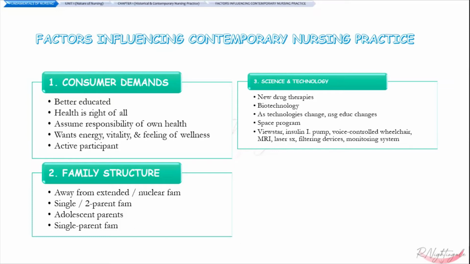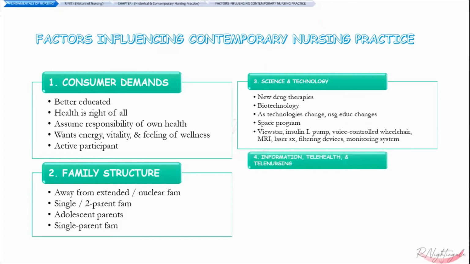The space program has developed advanced technologies for space travel based on the need for long distance monitoring of astronauts and spacecraft, lighter materials, and miniaturization of equipment. Healthcare has benefited as this new technology has been adapted in such healthcare aids as ViewStar, an aid for people with visual impairments, the insulin infusion pump, the voice-controlled wheelchair, magnetic resonance imaging, laser surgery, filtering devices for IV fluid control devices, and monitoring systems for intensive care.